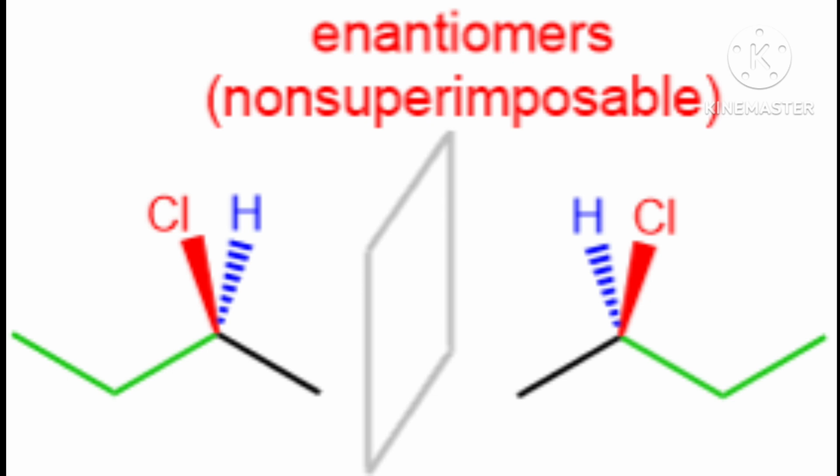Now I am telling you some common examples of chiral molecules having different groups, such as 2-chlorobutane. Remember this example. 2-chlorobutane and 2,3-dihydroxypropanol.